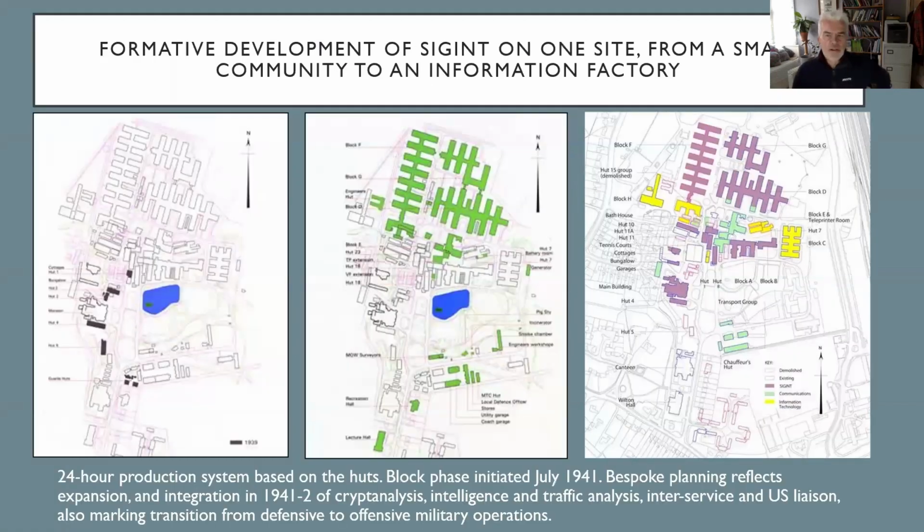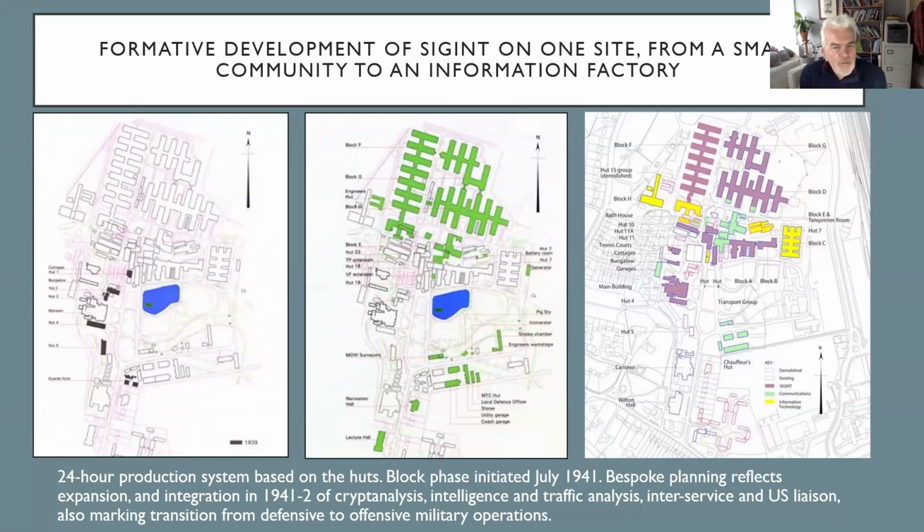Just a couple of images now, just to give you an idea, really. In the slide on the left, at least on my left, you can see in blue the pond, and in black there are the early huts. So you can see the huts clustering around the mansion, and the stable yard just north of the mansion.